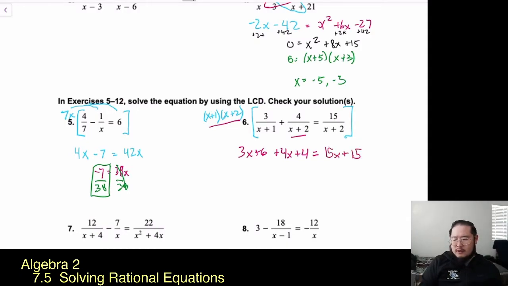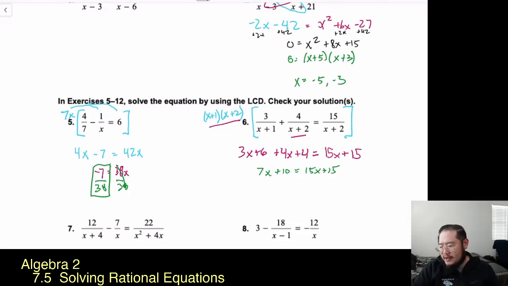All right, so there we have it. We go ahead and solve for x, and then we get our answer. All right, so let's go ahead and combine like terms. That might make things a little bit easier. I've got 7x plus 10 is equal to 15x plus 15.